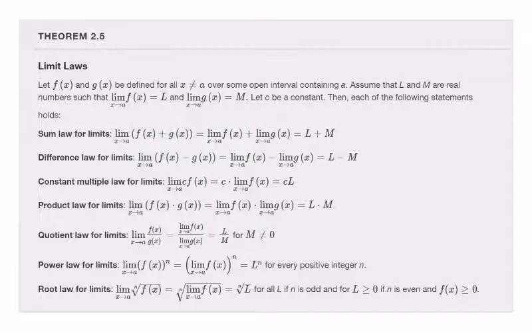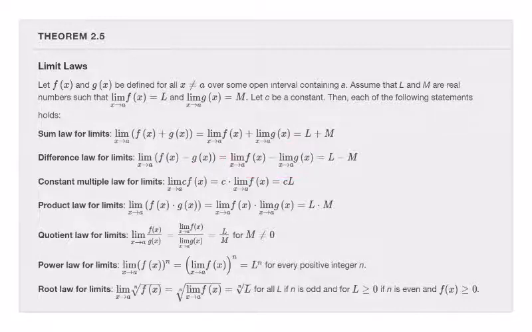So in other words, I can either add these two functions and take the limit, or I can take the limit of these two functions individually and then add them together after. And that's the same with the difference as well. So the limit of a difference is equal to the difference of those limits.